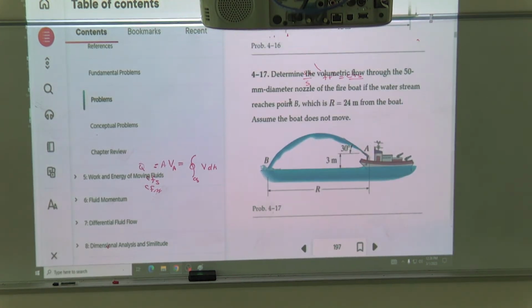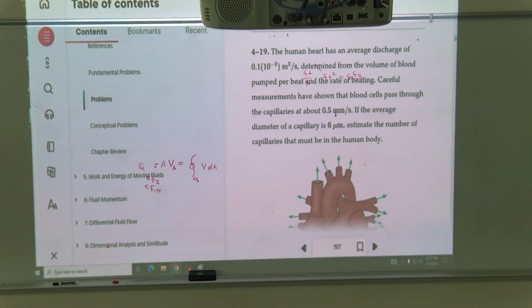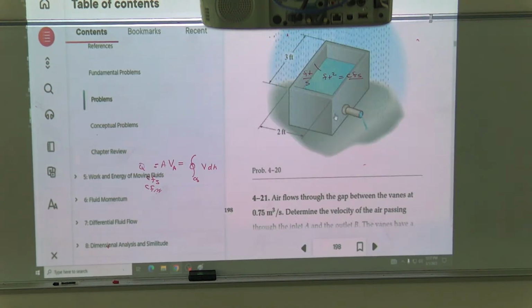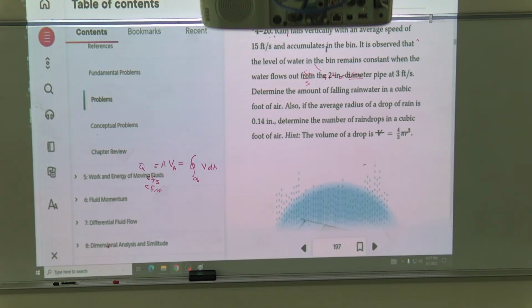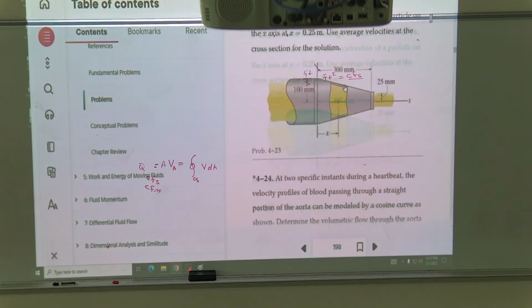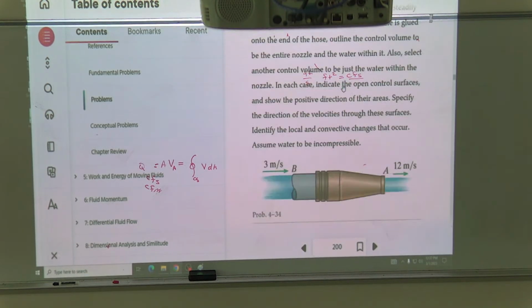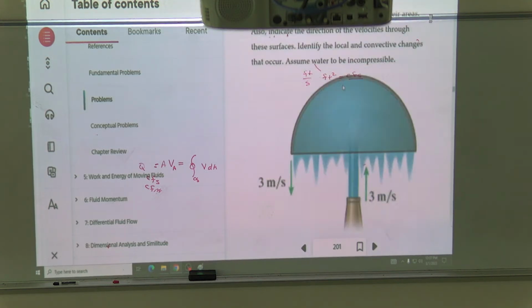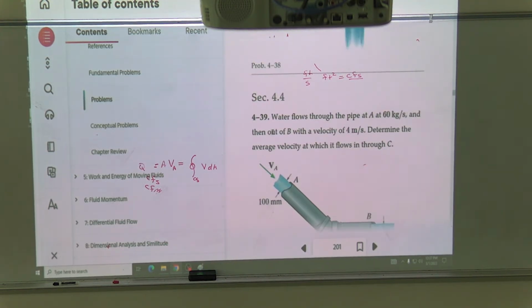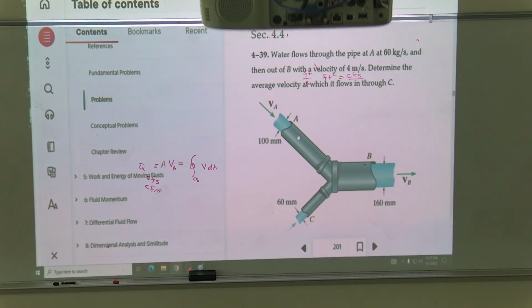Okay, now here's where you're getting to the point. 50 meters from stream reach point B. Assume the boat doesn't move. I don't know what he's got there. Oh, rain falls. So we'll do some of these, and then what we really want to do is move into, when does he ask us? Oh, fluid moment. That's weird.